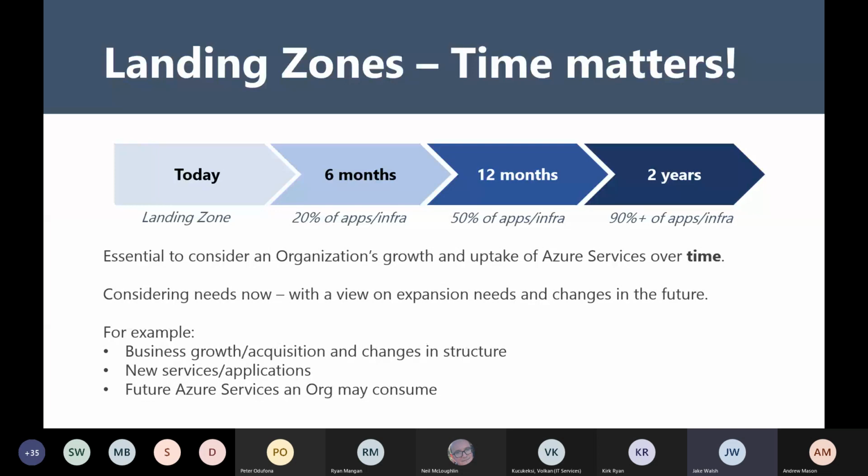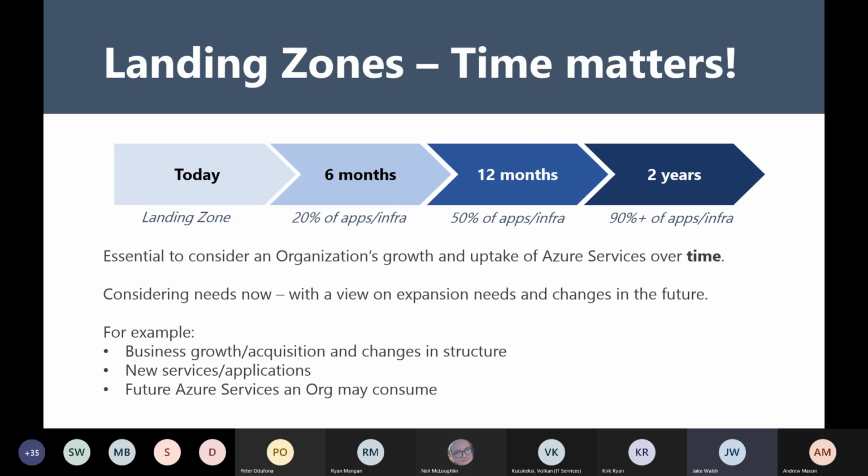So this is another really important concept for landing zones. Time is really, really important. If you consider an organization perhaps at the today point in the landing zone, they're just starting to look at the process. How do we move some of our workloads to Azure? What services may we wish to consume? And obviously, as time progresses, they're potentially looking to consume more of those. So a landing zone is really important when it comes to consuming services over time. You need to account for things like business growth, acquisition, changes in structure, new services, future services as well. When you're designing a landing zone, all of those things become really important.